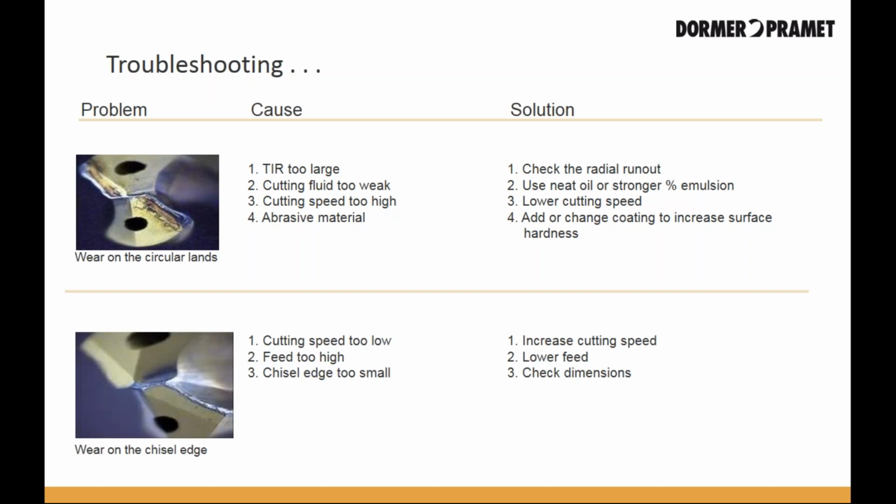Excessive wear on the chisel edge. Most often, the cutting speed is too low or the feed is too high. Chisel edge could also be too small in these cases. Some of the solutions: you can increase your cutting speed, you can lower your feed rate, and you can check the dimensions on the tool, make sure the tool is made to spec.